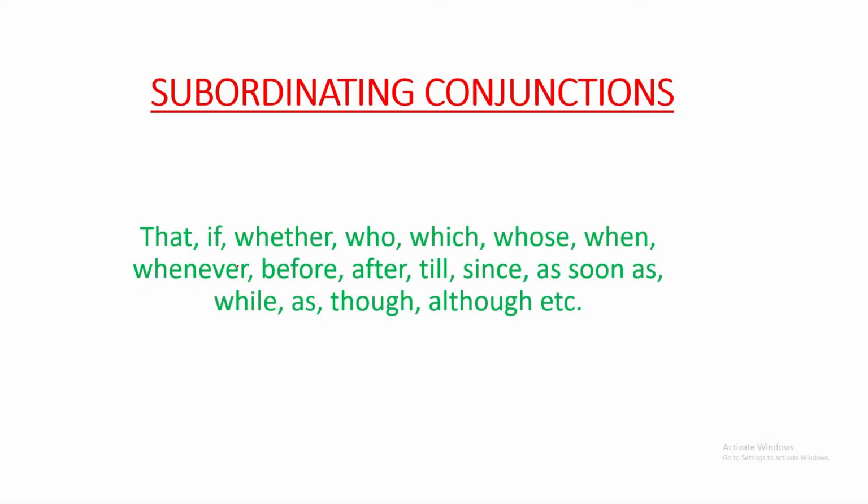Subordinating conjunction introduces the subordinating clause, that is, one dependent clause that depends upon the independent clause for its complete meaning. These words are the representation of subordinating conjunctions: that, if, whether, who, which, when, whenever, before, after, till, since, as soon as, while, as, though, although, etc. and so many more words are used as subordinating conjunctions to connect clauses.